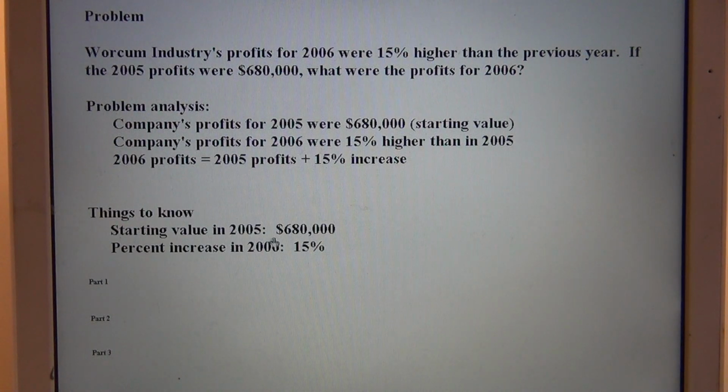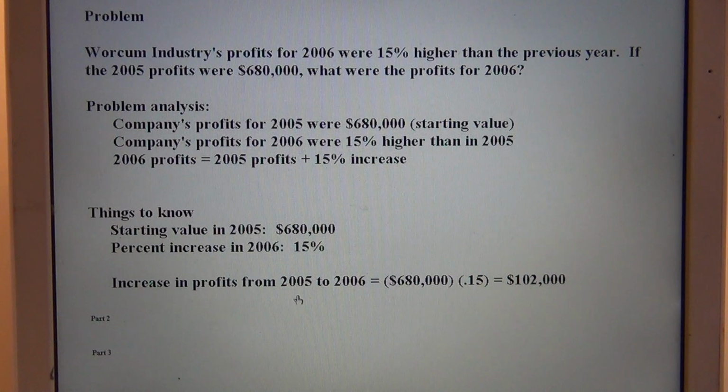We know the starting value in 2005, $680,000, and we know the percent increase in 2006 was 15%. And we know we're going to have to change 15% to a decimal. Okay. Increase in profits from 2005 to 2006 are equal to $680,000 times 15%, changed to a decimal fraction, which is 15 hundredths or 0.15. And that gives us $102,000. $102,000 increase from their 2005 profits.